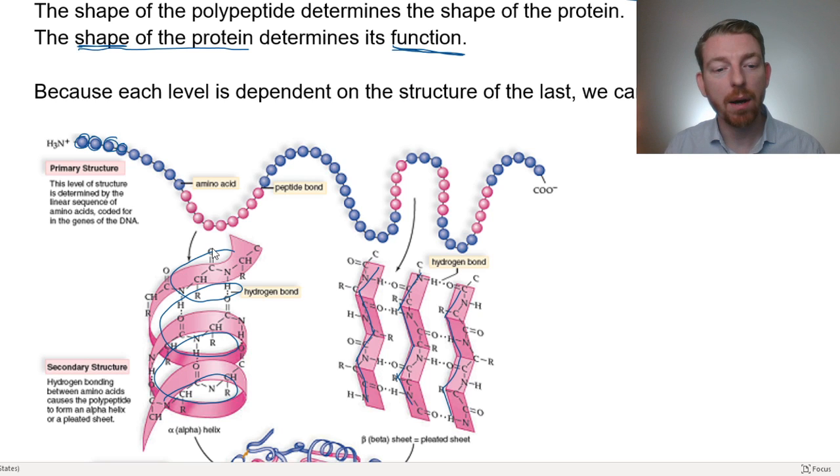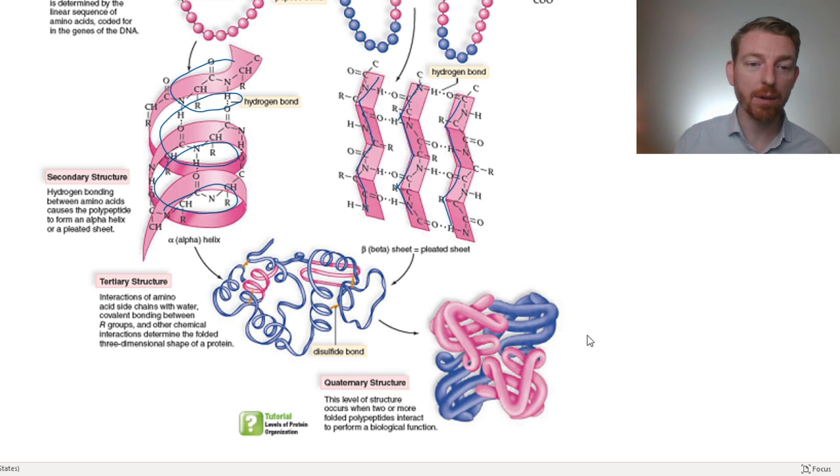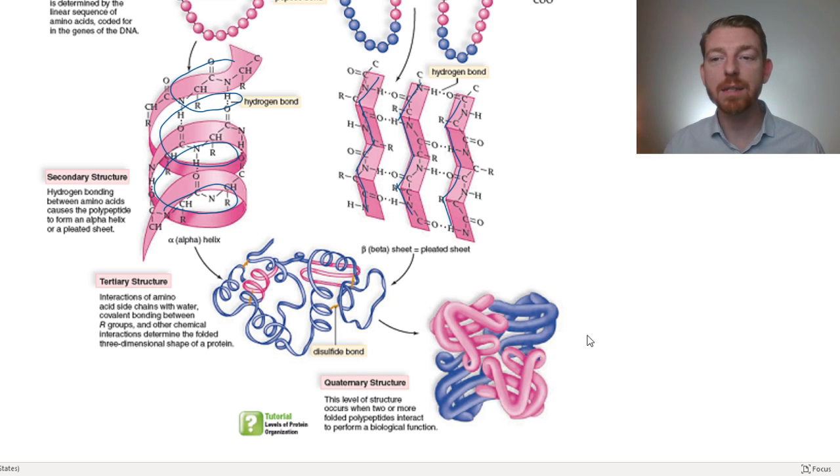Now how those secondary structures are going to interact and shape with each other forms the tertiary structure. So this is the overall chain shape and how it is formed in 3D space. So that's the tertiary structure: the amino acids into the secondary structure of the helices or the pleated sheets, into now the tertiary structure of the protein itself.